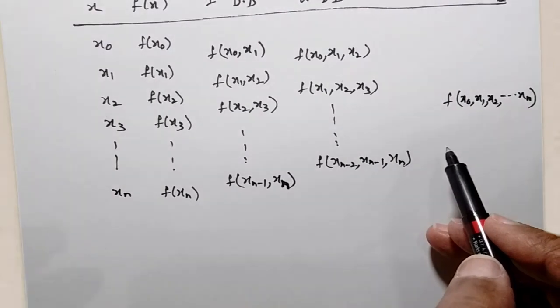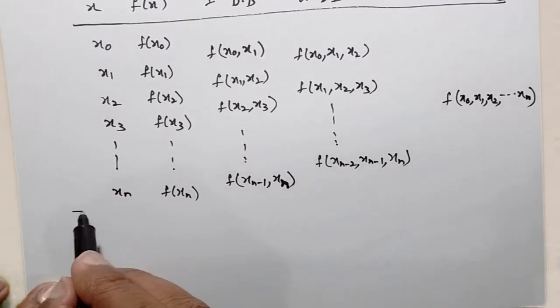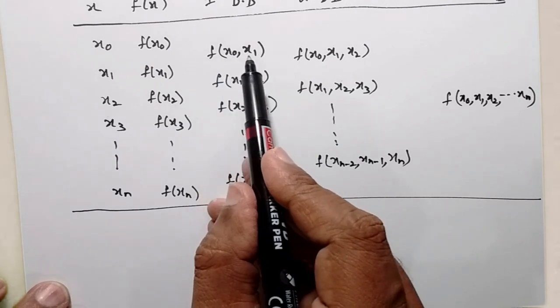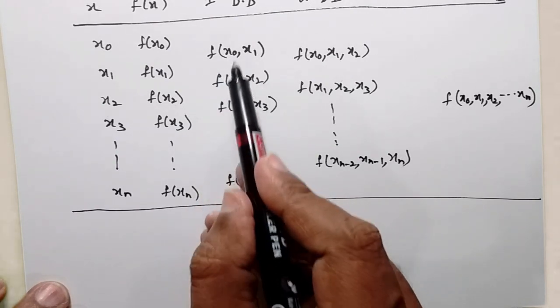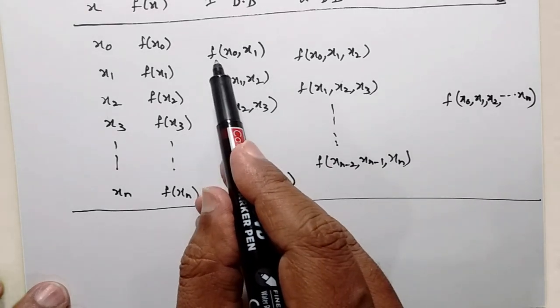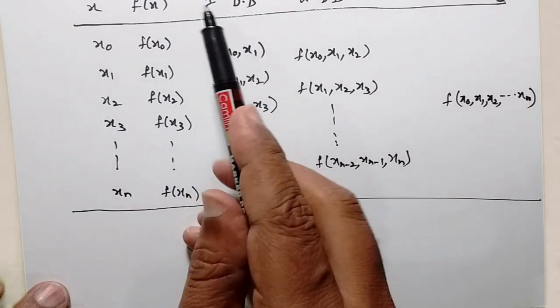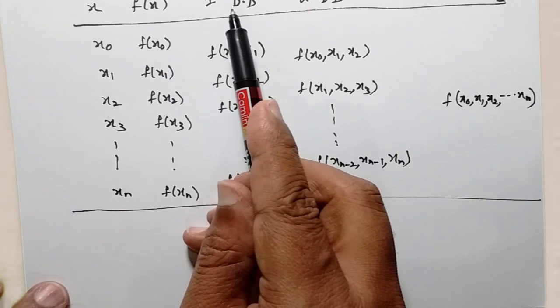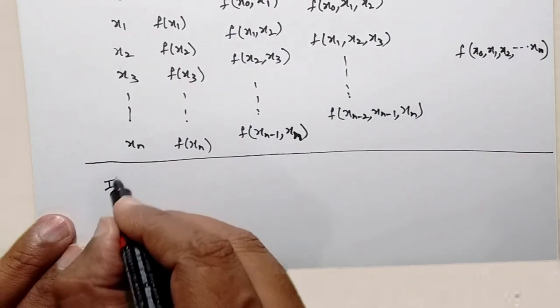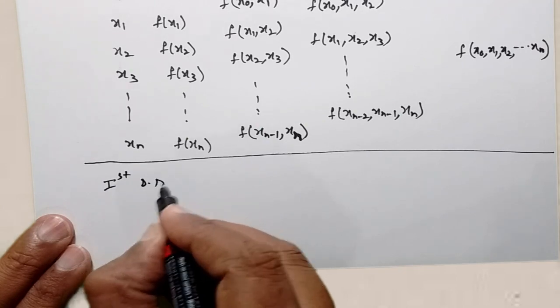So we have got the divided difference table. But now the question is, what is the value of f of x0, x1? How to find this value and how to find all these values? This value that we have found, f of x0, x1, represents the first divided difference. So let me write down the first divided difference, first dd, in short.